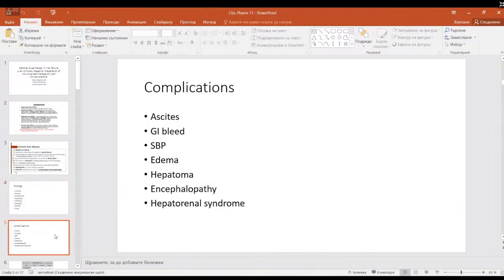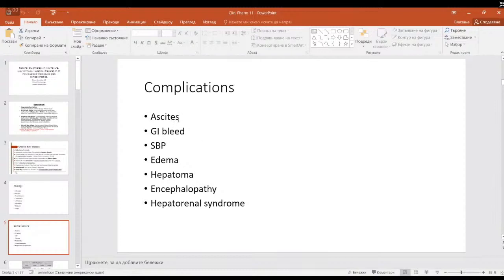What are the complications of liver failure? Ascites, of course, I'm sure you've seen patients with ascites. They're usually not very fat. They have thin legs, thin extremities, upper and lower, but around the abdomen, they look fat. Actually, this is due to the ascites or the fluid in the abdominal cavity.